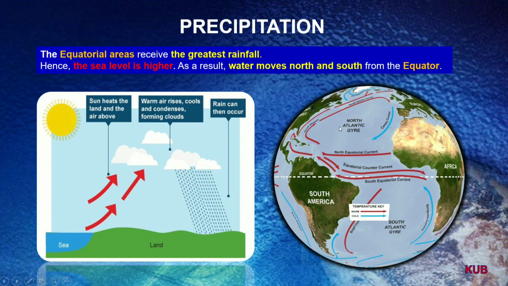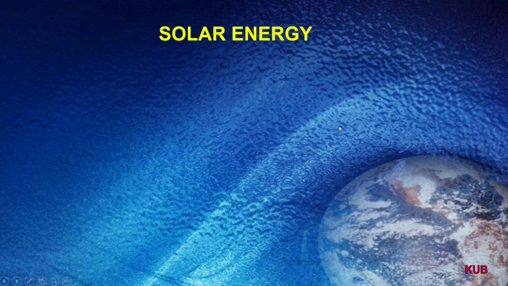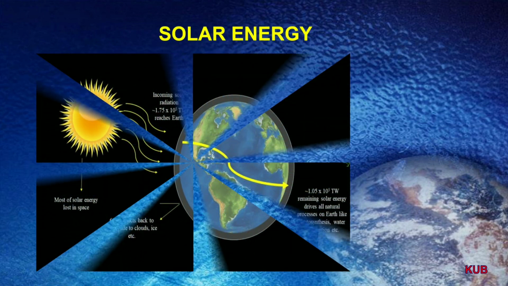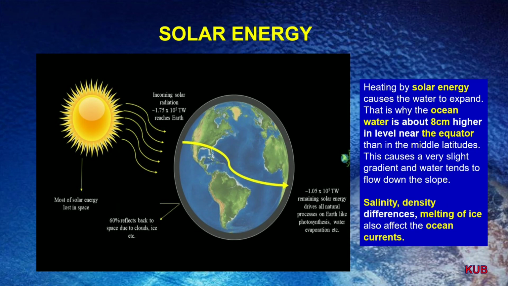Let's discuss solar energy. Heating by solar energy causes the water to expand. That is why the ocean water is about 8 cm higher in level near the equator than in the middle latitudes. This causes a very slight gradient and water tends to flow down the slope. Salinity, density differences, and melting of ice glaciers also affect the ocean currents.